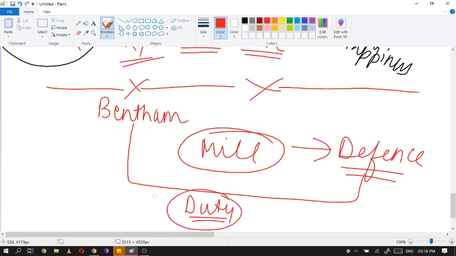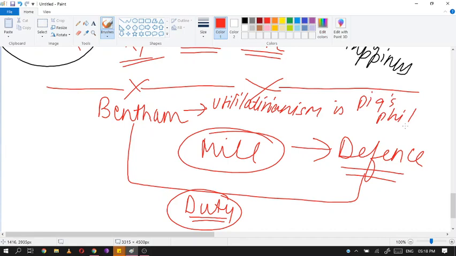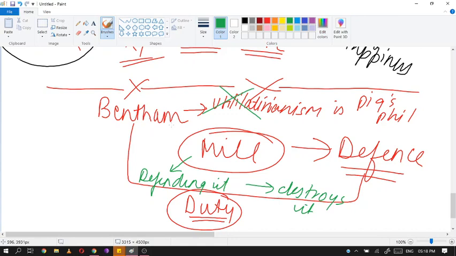Now what is the criticism? That Bentham's utilitarianism is a pig's philosophy. Now, what should you be doing? You should be defending it. What you actually do is destroy it. You destroy Benthamism totally. But it is not right to say you destroy it. Let's say you changed it completely or reformed it.